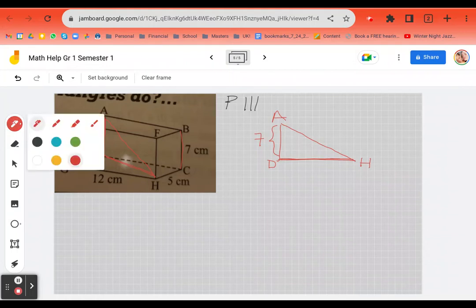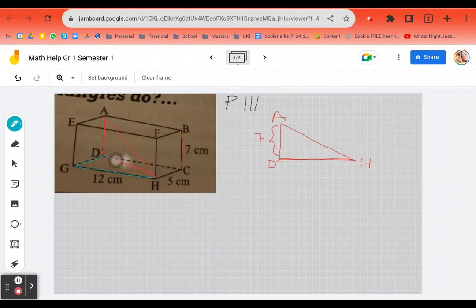So how do I do that? This is so cool. I figured this out. So what you do is this is also a right-angled triangle. And we know this is 12 because it says right there. We also know this is 5 because this is a box and that side's 5. So that's 5. So we can figure out this side.